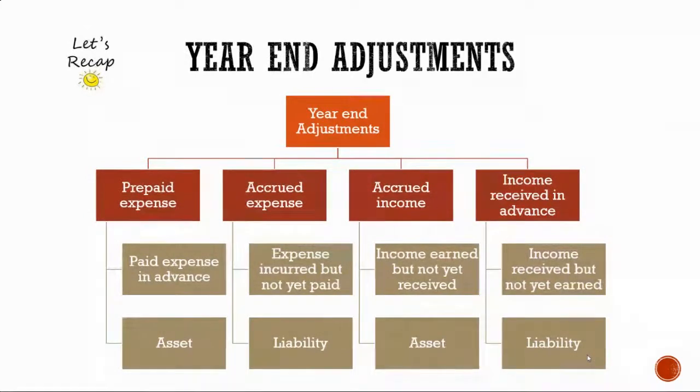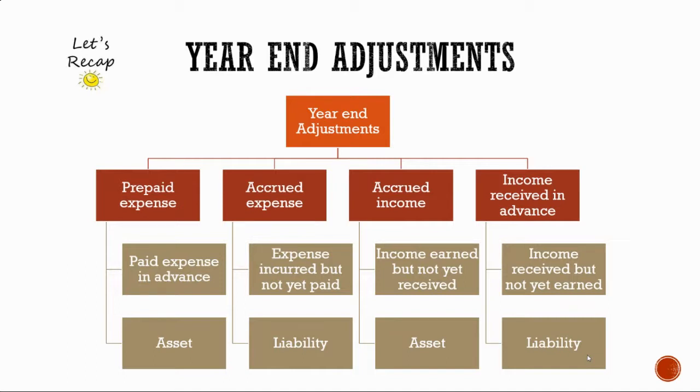Now, the main year-end adjustments that you will see specifically for financial statements are the following four. You've got your prepaid expenses, that is expenses that we paid in advance, and that will be disclosed as an asset in your statement of financial position. Then you've got your accrued expense, that is an expense that you've incurred. So it's something I need to pay, but I haven't actually paid it yet. So I will show that as a liability in my financial statements.